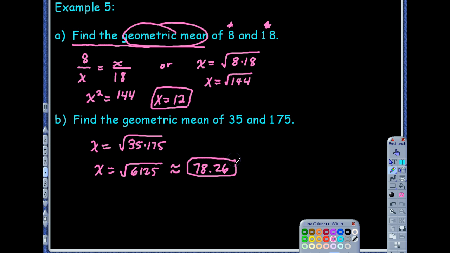And it's okay for you to round. Next chapter, when we get to chapter 9, we're going to really stress this idea of how to deal with these radicals and how to simplify them. And that 78.26 is between those two numbers.